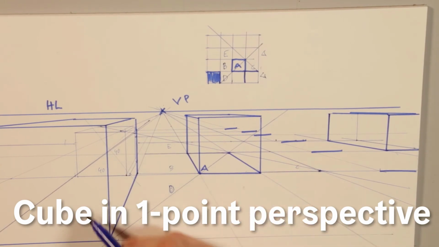So all of these are cubes. They are just distorted in different ways in the perspective. And that's how you can just decide on the first cube.